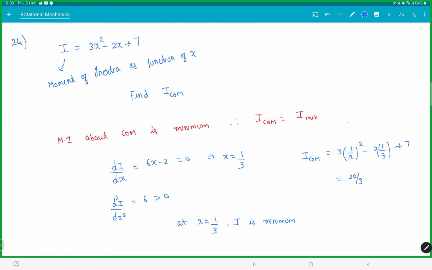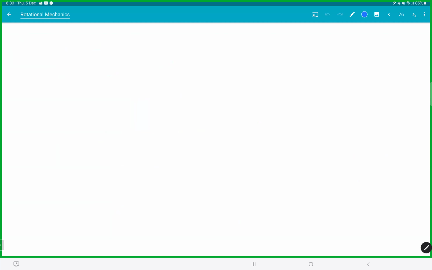Next one. Next, the next theorem is your perpendicular axis theorem. Now look, the word itself will tell you everything. If I know moment of inertia about an axis, and if you want about a parallel line, use parallel axis theorem. If I know moment of inertia about an axis, and if you want about a perpendicular line, use perpendicular axis theorem. Make sense? So you always need to ask yourself, what do I know and what is being asked?